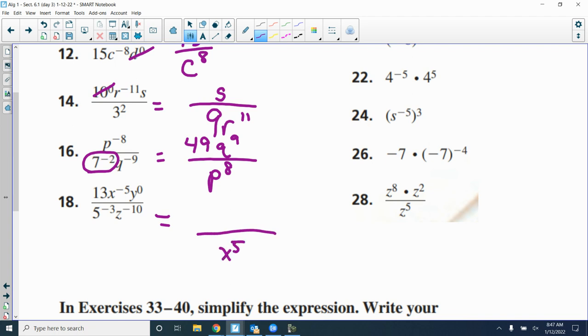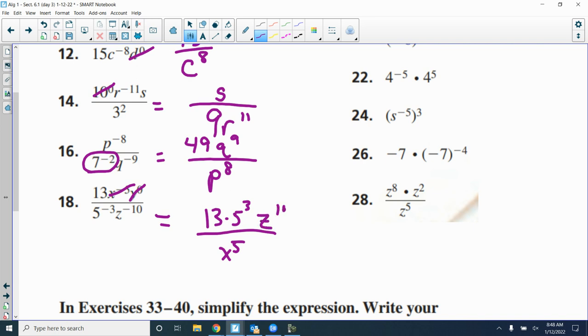Okay, what about the 13? So that's done. Does it change? No. So it stays up top, right? Yep. Okay, what about y to the 0? That cancels out. Okay, what about 5 to the -3rd? That needs to go on top. Okay, guys, when you do that, you're going to multiply that with the 13. We'll take care of that in a second. What about z to the -10? What do I do with that? Also on top.